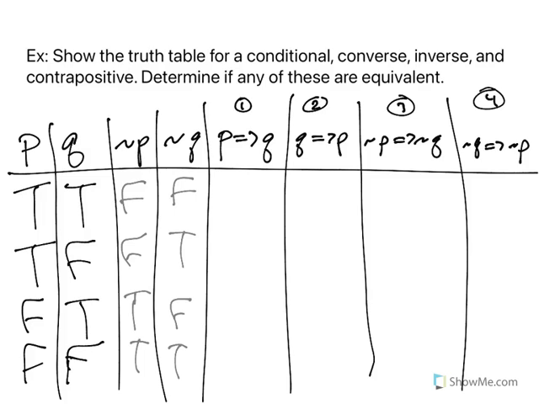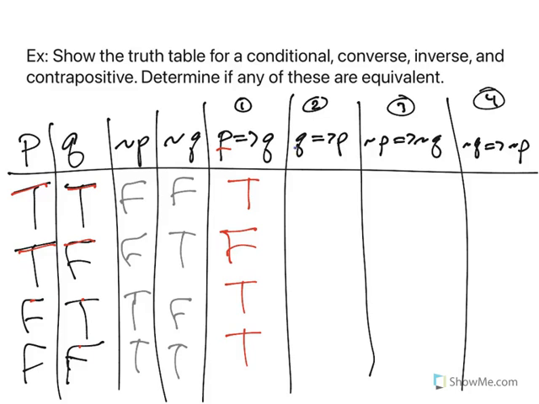So now we are dealing with conditionals. Remember that conditionals are only false when the antecedent, or the front end, is true, but the back end, the consequent, is false. The front end being P, I'm going to focus there. I go true, true. That's true. True, false. That's false for a conditional. False, true is true. False, false is true.